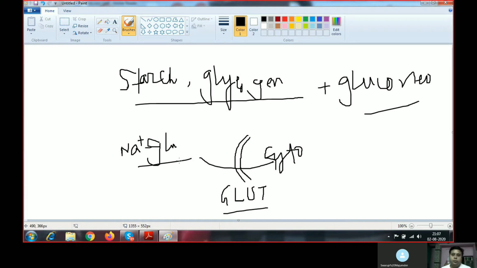And for glycolysis to proceed, glycolysis is a 10-step enzyme catalyzed reaction. All the enzymes of glycolysis are present in the cell cytoplasm. So by the process of glycolysis, glucose is getting converted to pyruvate, and we are now going to the basic part of the glycolysis.